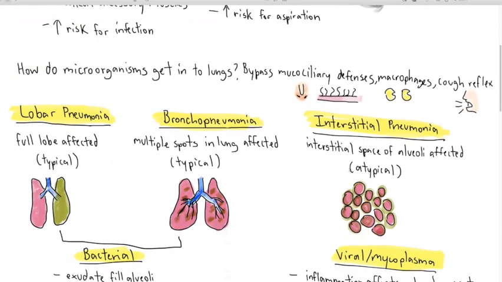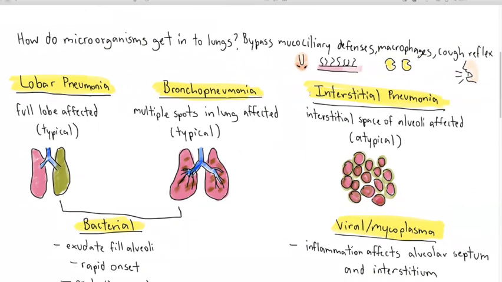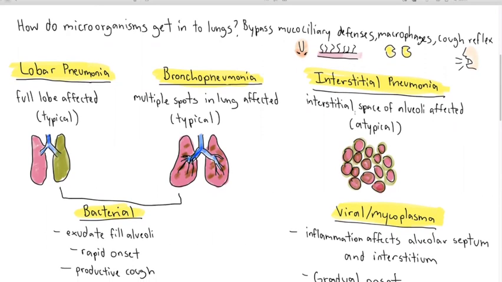There are a few different types of pneumonia. There's lobar pneumonia, where, as the name implies, a lobe is affected. Then there's bronchopneumonia, where multiple spots in the lung are affected, and this is typical. And then there's interstitial pneumonia, where the interstitial space of the alveoli is affected, and that's atypical.